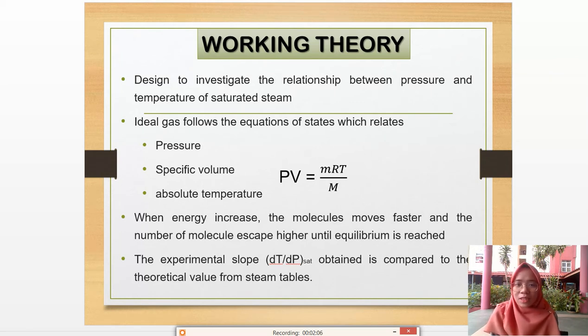This experiment is to design and investigate the relationship between pressure and temperature of saturated steam. Ideal gas follows the equation of state which relates pressure, specific volume, and absolute temperature. The equation is PV equals MRT over M. From the theory, we know that when energy increases, the molecules move faster and the number of molecules that escape is higher until equilibrium is reached. The experimental slope obtained is compared to the theoretical value from the steam table.